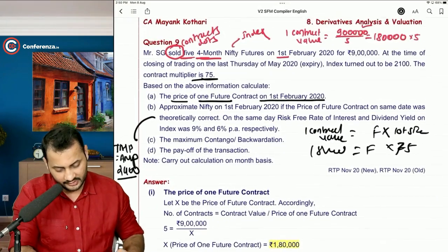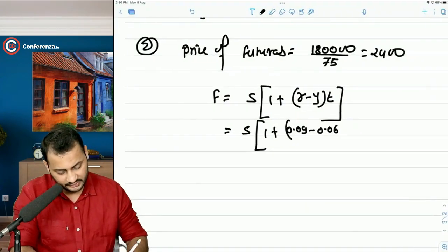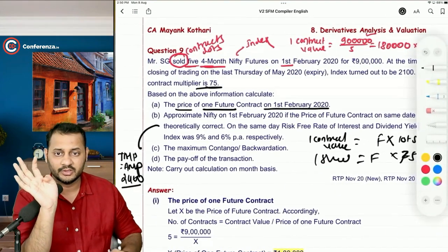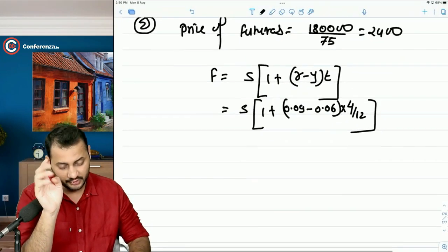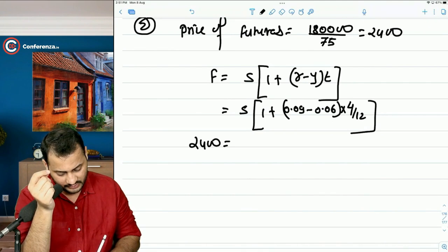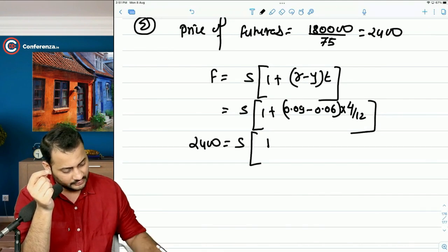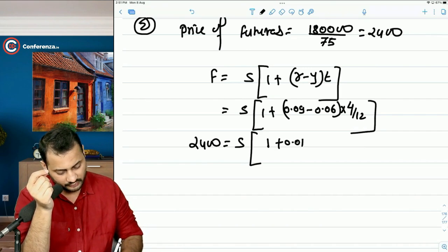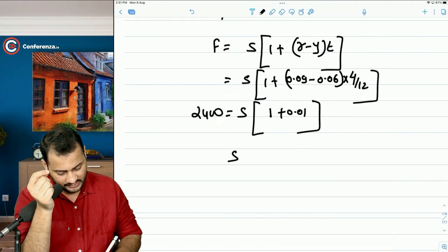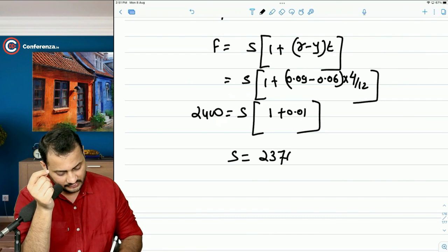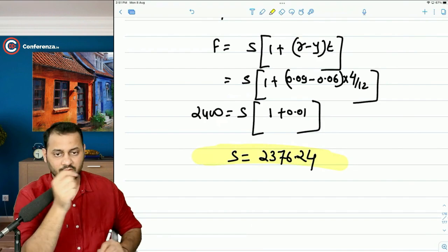Am I right? 9% is the rate of interest, 6% is the yield, into 4 by 12, because this is a 4 months contract. Okay. And you sold it in the beginning. So 2,400 equals S into bracket 1.03 into 4 by 12, which comes to 1.01. So S is equal to 2,400 divided by 1.01, that's 2376.24. This is the spot price value on that date.